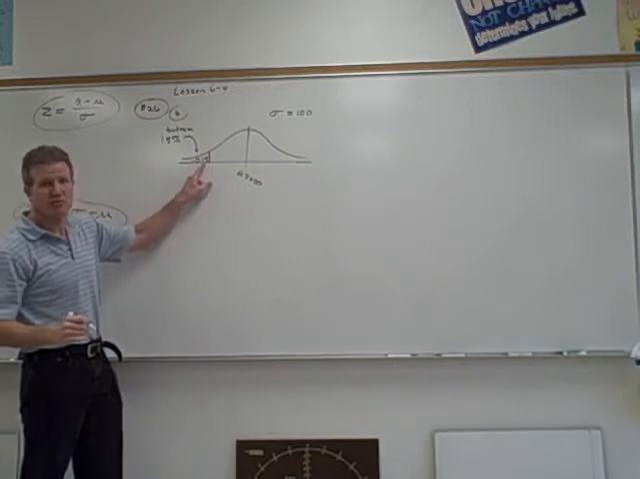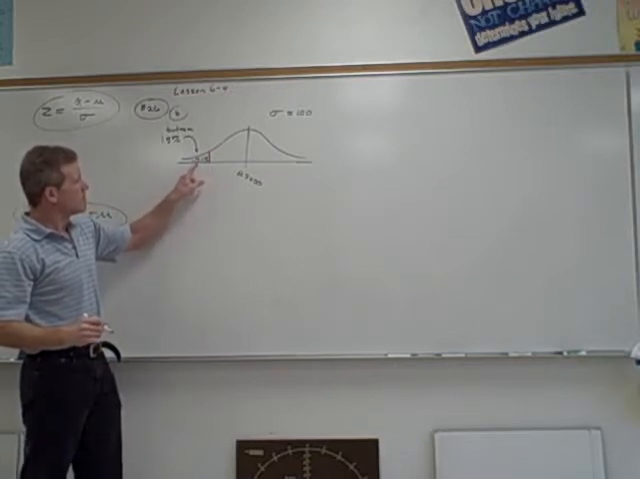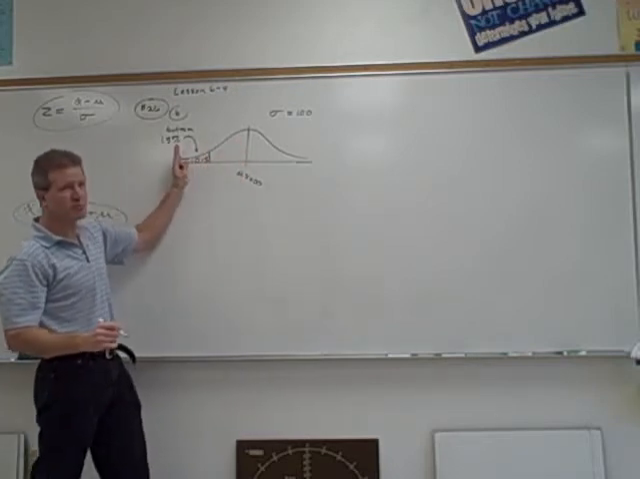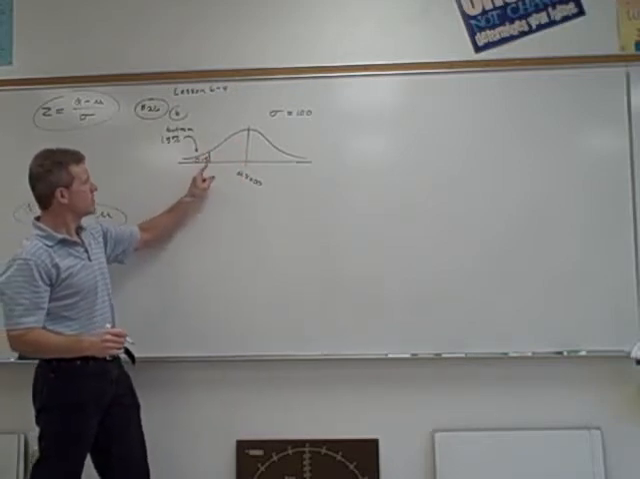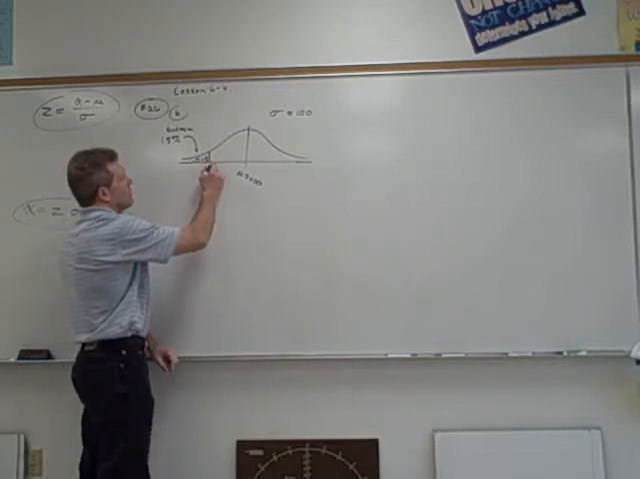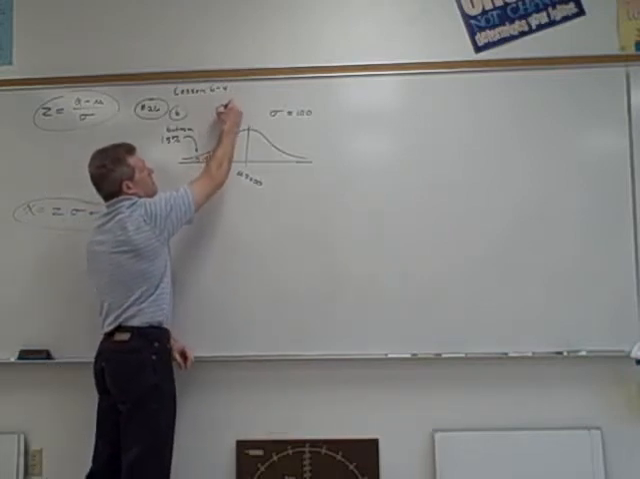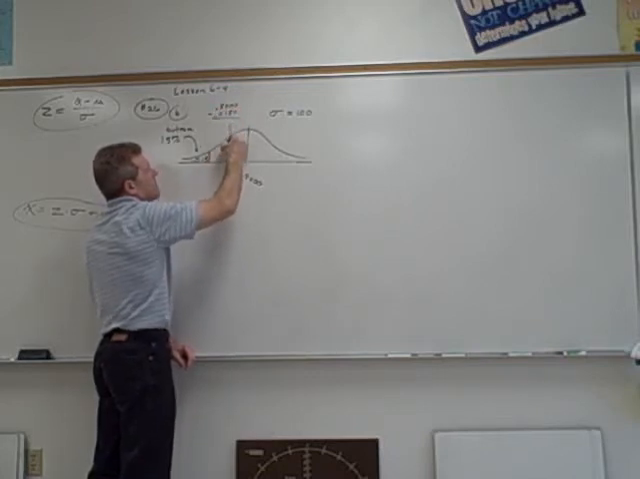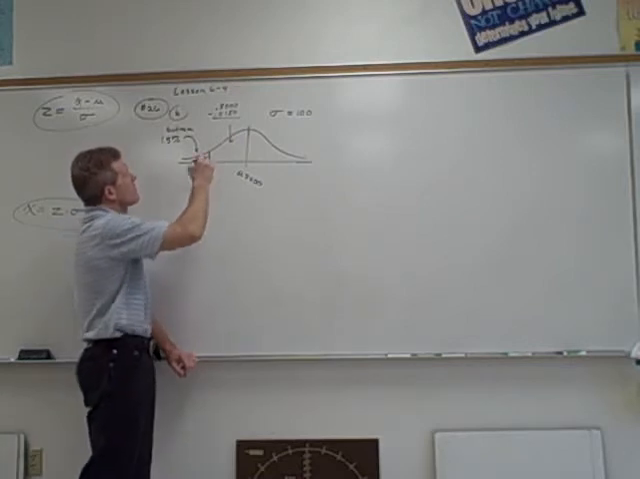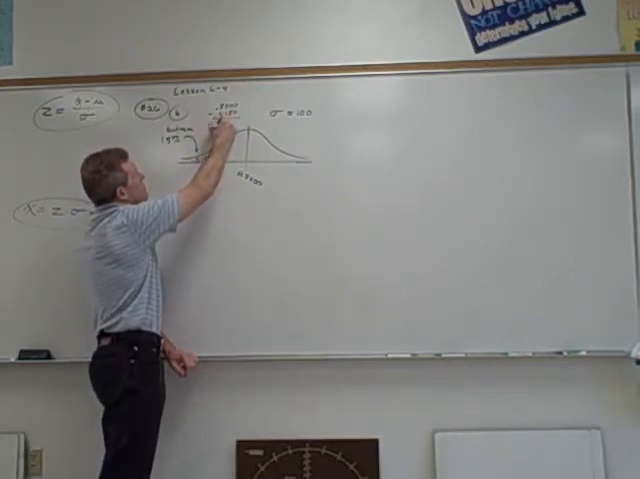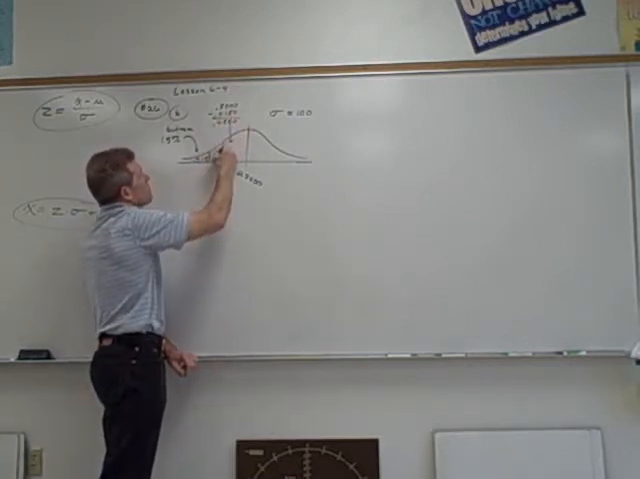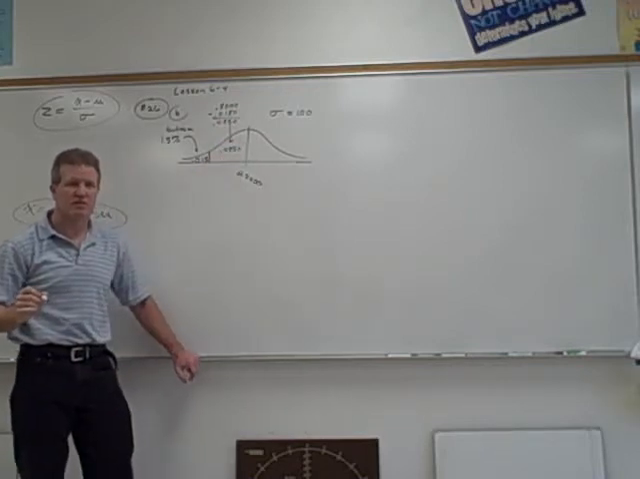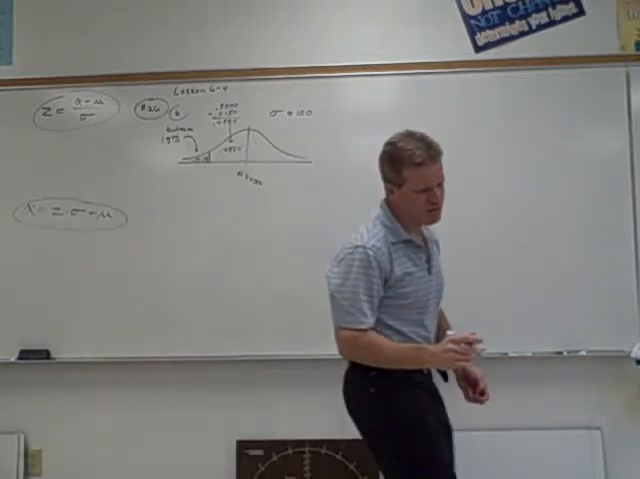0.015 represents 1.5%. So once I find that, that allows me to find this area, because I know the area to the left of the mean is 0.5. So if I do 0.5 minus 0.015, I'll have this area right here. So that comes out to 0.4850. Any questions about that? All right, let's read the rest of the problem.